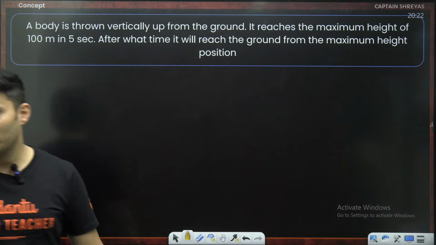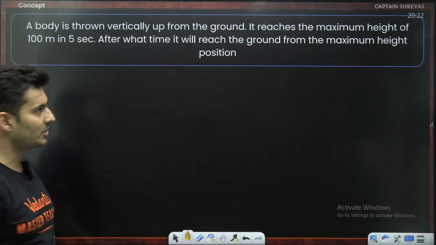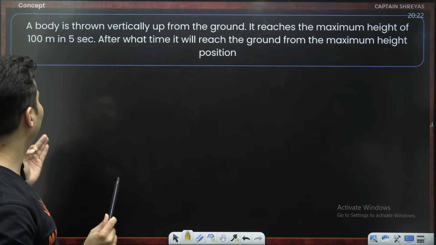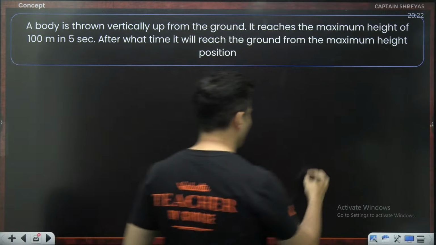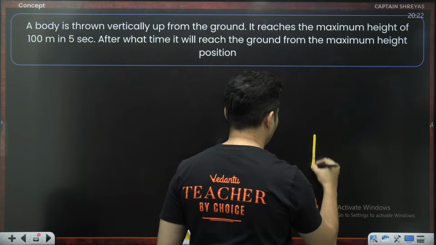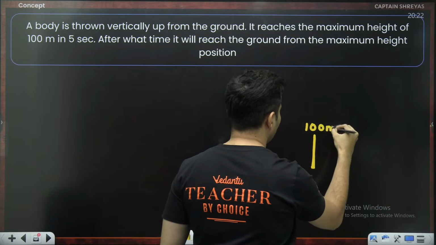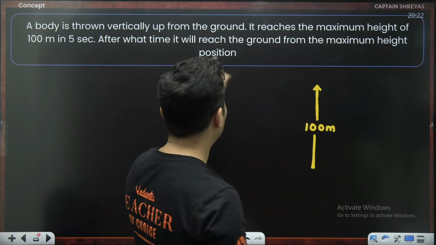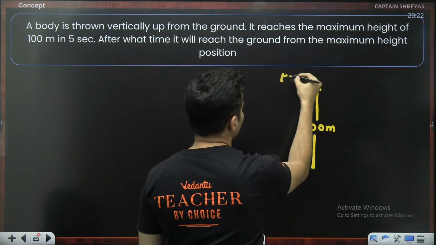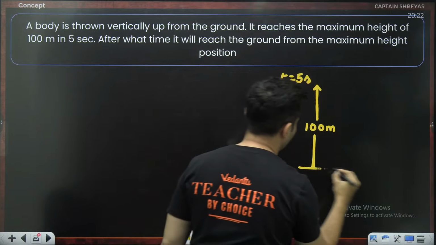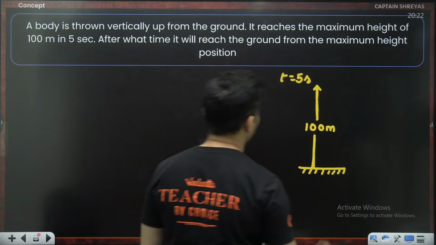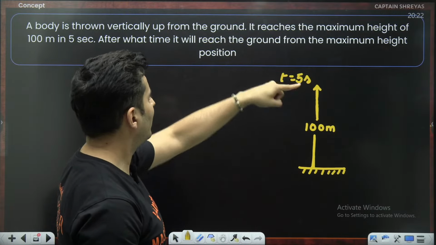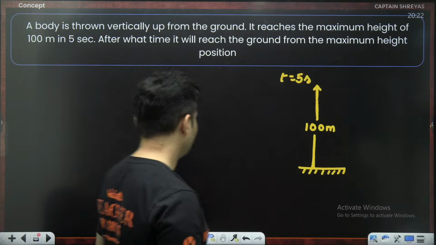Interesting. Probably we again have to draw the question. Body is thrown from the ground. It reaches a maximum height of 100 meters in 5 seconds. Okay, so it has gone up by 100 meters. Body is thrown vertically up from the ground, and in 5 seconds, this is t equal to 5 seconds, it reached over here. Perfect. After what time will it reach the ground from the maximum height position?